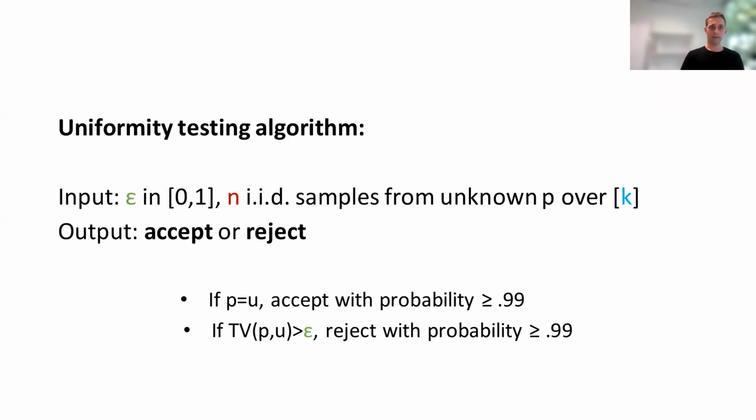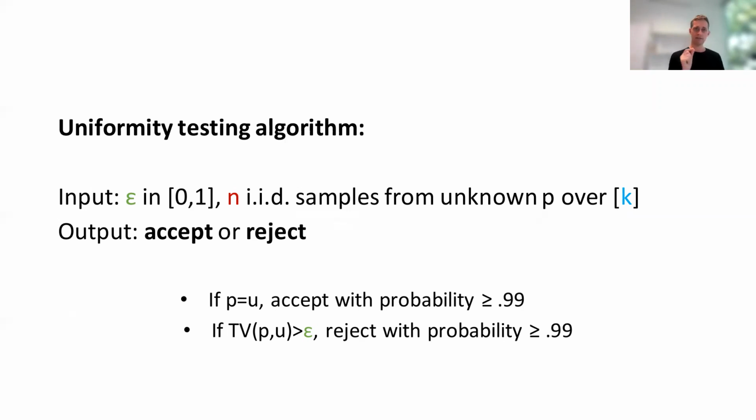So that's total variation distance. And this is what I want. I want a uniformity testing algorithm. It's an algorithm that takes as input a value epsilon, either I'm uniform or at distance at least epsilon from uniform. And it also takes n IID samples from some unknown distribution, let's call it P, over a domain of size K.